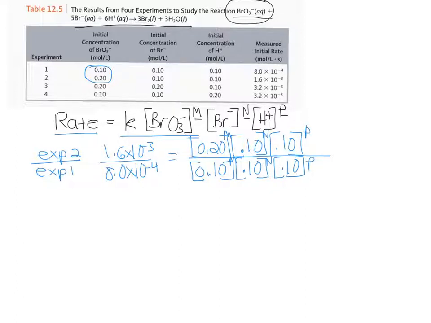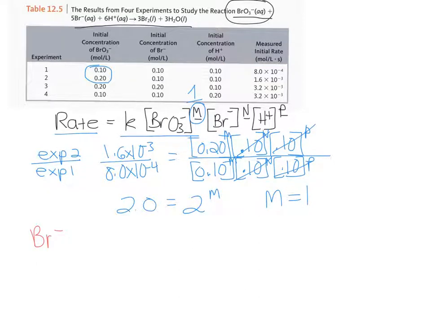And if they're the same on the top and the bottom, then they can cancel out. So those guys cancel out and those guys cancel out. And then over here, when we divide, we get 2 on this side. And then when we simplify this, we also get 2. So we have 2 to the mth power. Therefore, m is 1. All right, we're going to walk through and do that for Br and then for H. And we'll find all of the rates, and then we can plug them into here. So this guy is 1. That's what we already know.